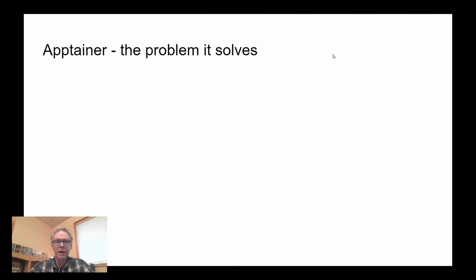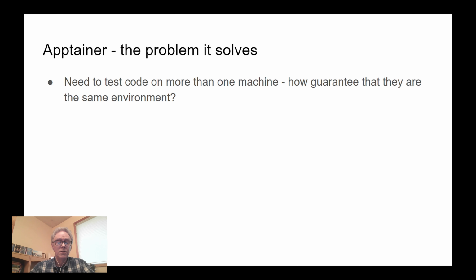Okay, we're back to some more technical stuff. I'm going to talk about Apptainer. Before I do, let's talk about what problem it solves. So let's say you need to test code on more than one machine. How do you guarantee that they're the same environment?